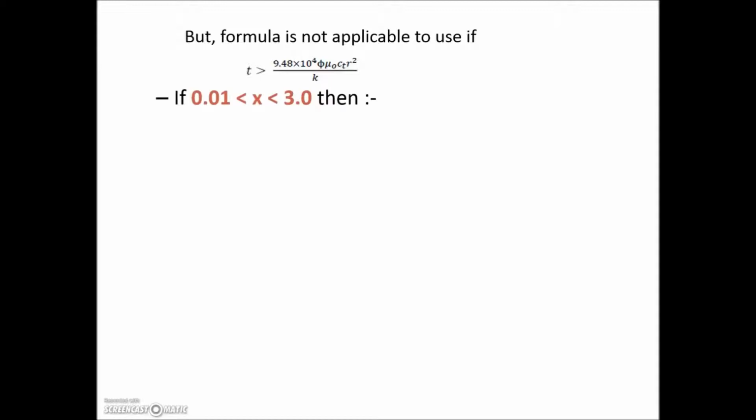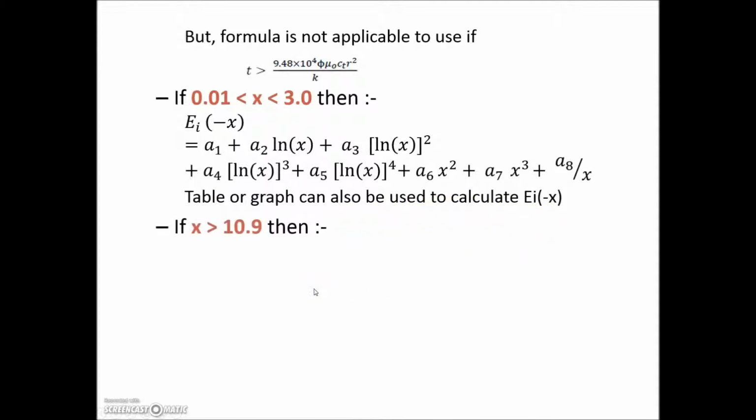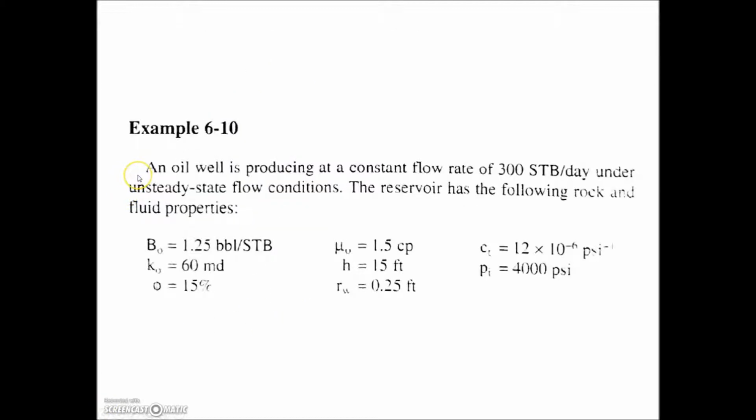If x is between 0.01 and 3, then this equation is applied. Instead, when x is between 0.01 and 10.9, a table or graph can be used to calculate Ei. The third case is if x is more than 10.9, then we can conclude that Ei is equal to 0. Now, let's do the example.